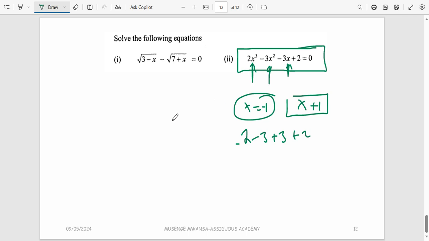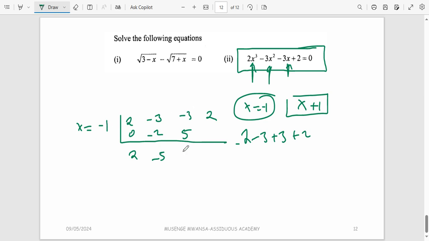How do you do that? You simply write this comma thing. Actually, when you use this method, you also confirm that x is equal to negative 1 is really a factor. So get 2, negative 3, negative 3, 2. Put 0 here. 2 plus 0 is 2. 2 times negative 1 is negative 2. This gives negative 5. If you multiply negative 5 times negative 1, this is a positive 5, and then positive 2. Positive 2 times negative 1 is negative 2. You can see the remainder you have confirmed is 0.